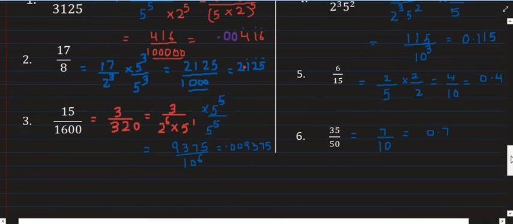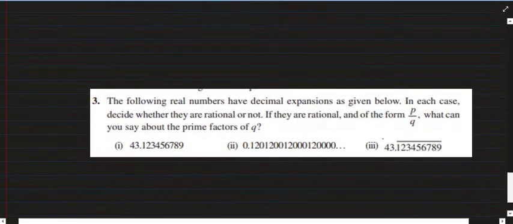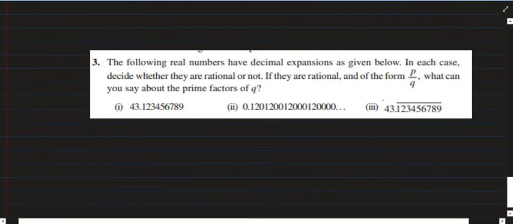Okay, so now we will move to the next question. It says the following real numbers have decimal expansions. There are 3 real numbers given in decimal expansion form. In each case, decide whether they are rational or not. We have to check if they are rational numbers or not, and if they are rational and of the form p by q, what can you say about the prime factors of q?